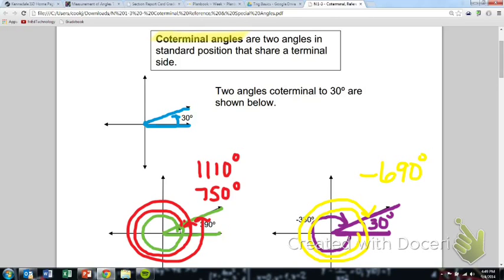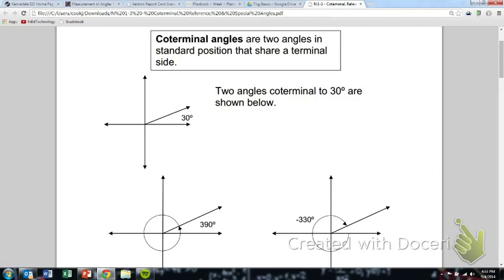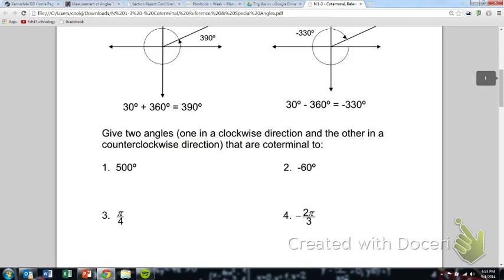So hopefully you're kind of seeing a pattern here. And the pattern is that you can find coterminal angles to a given angle by just adding or subtracting rotations. So if you look here, we've got 30 plus 360 gave us our coterminal angle of 390. And 30 minus 360 gave us our coterminal angle of negative 330. So basically, if you add or subtract 360, you can find coterminal angles.